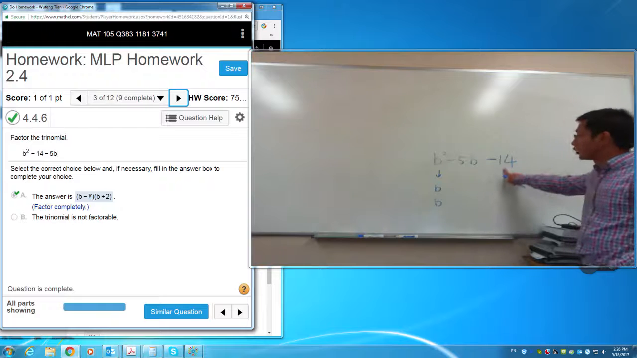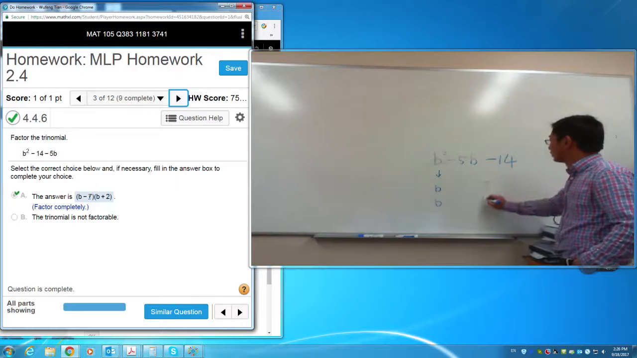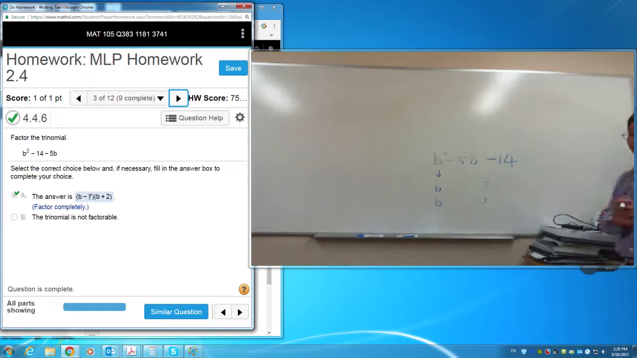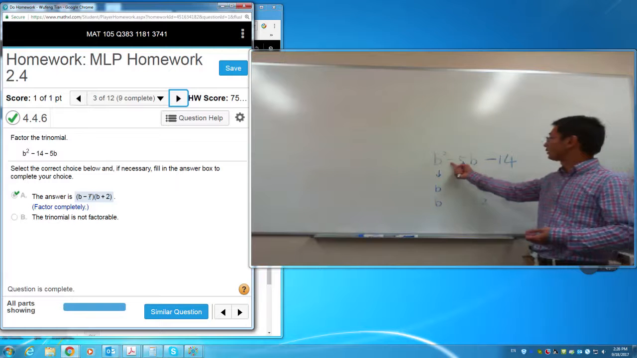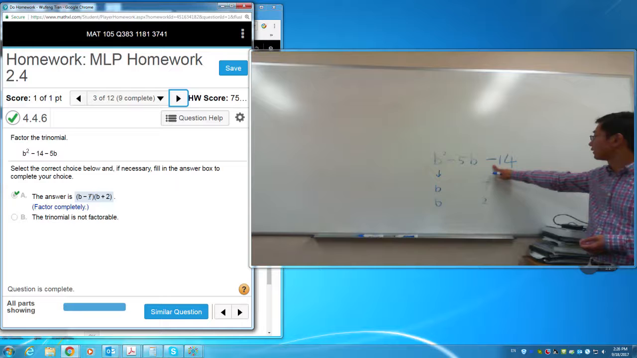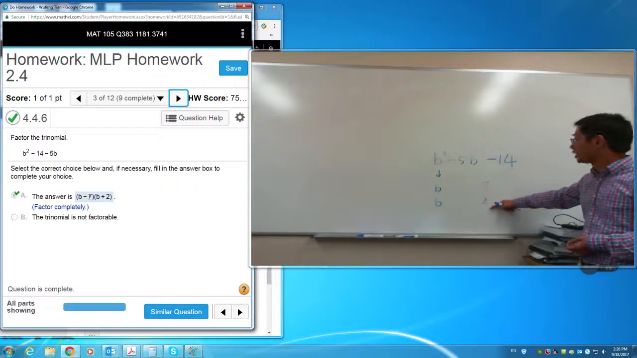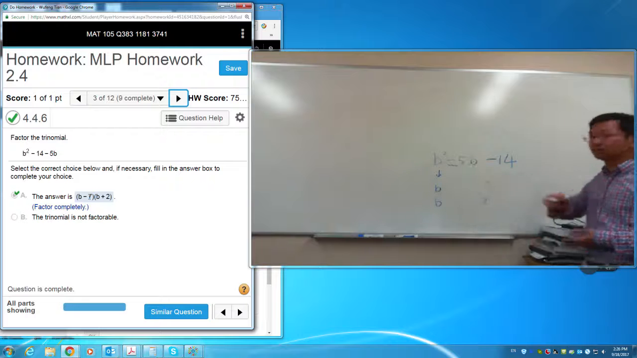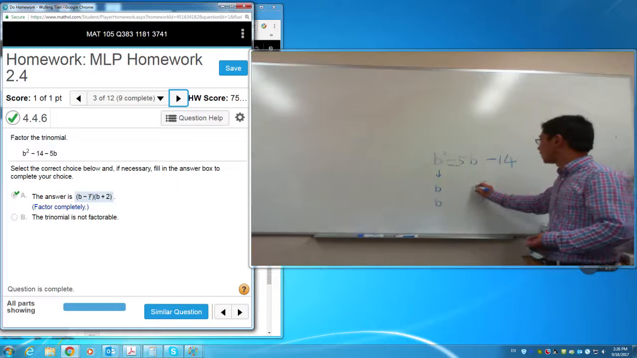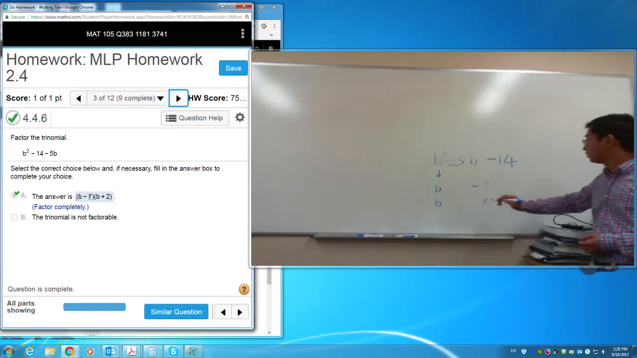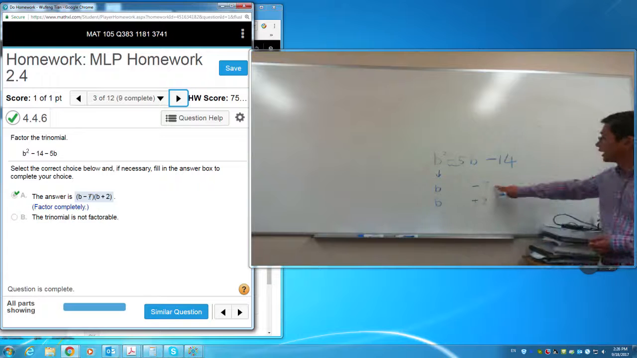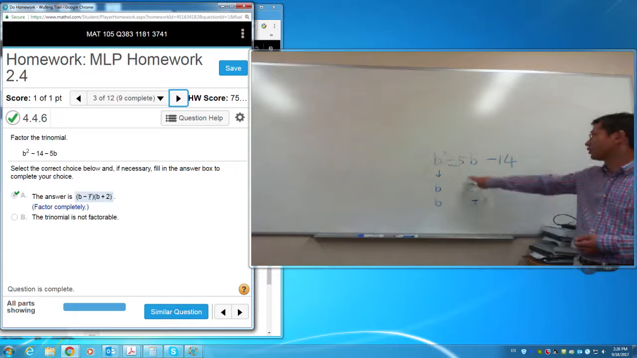Then negative 14, we can break it into 7 and 2. 7 times 2 gives you 14. And negative 14 is negative, so I need a negative number and a positive number. Since the middle number is negative 5, I want to put a negative on the big number, then positive 2, because negative 7 and positive 2 give you negative 5.